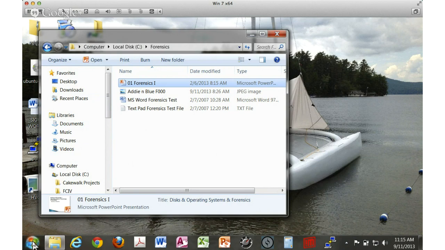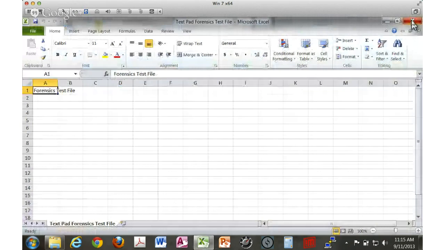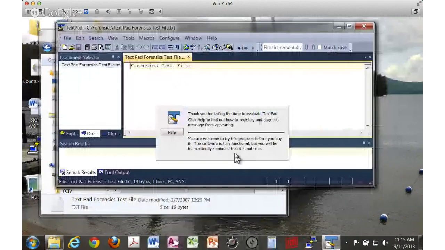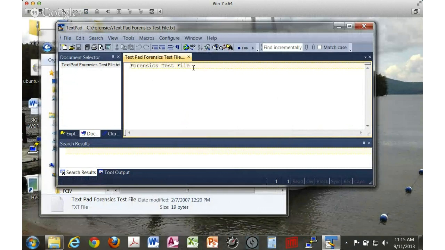So before I get there, though, let's take a look at this, TextPad Forensics Test File. I'll open it. I didn't want to open it in Excel. I did want to open it with, say, TextPad, a text editor. Okay, so here's my Forensics Test File. And what do I see here? 19 characters. Okay, count that. Of course, the spaces are characters.